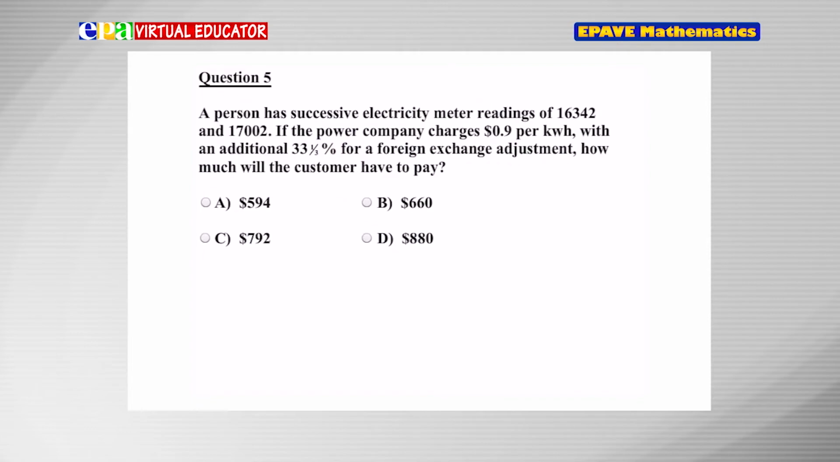A person has successive electricity meter readings of 16,342 and 17,002. If the power company charges $0.9 per kilowatt hour with an additional 33 1/3% for a foreign exchange adjustment, how much will the customer have to pay? A, B, C, or D?